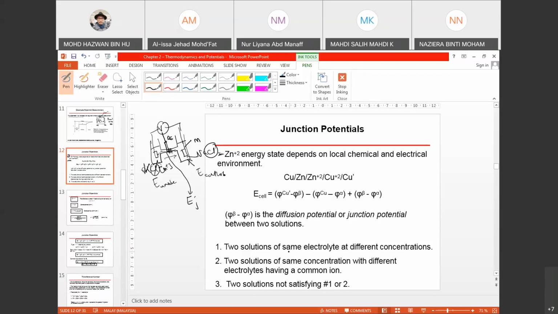First, if you have the same electrolyte at different concentrations; another one is the same concentration having a common ion; and another one is two solutions that do not satisfy number 1 and also number 2.